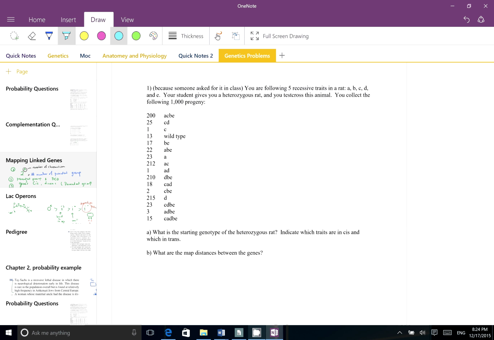So first, let's find our parental group. So I have this, right? And then I have here this, and this. So now, okay, so first of all, I found my parental group. Now let me find my double crossover. So I have this. There's my other one.